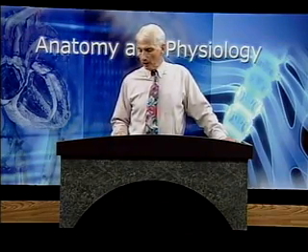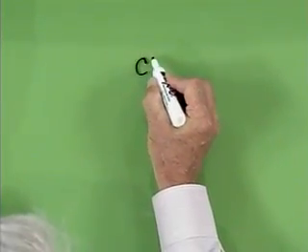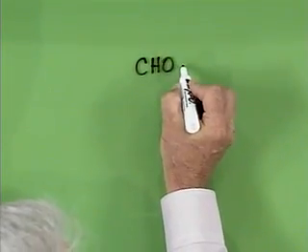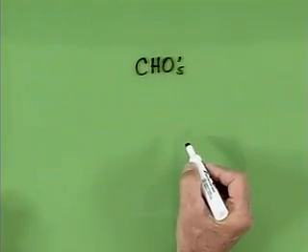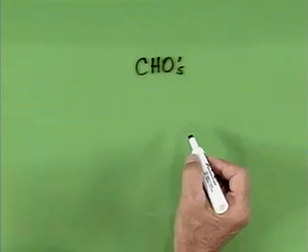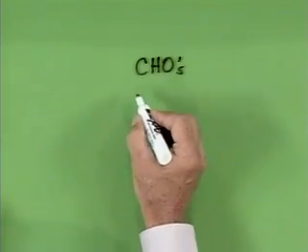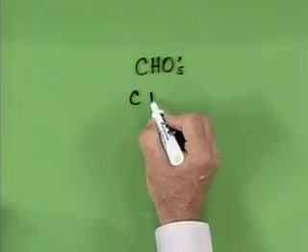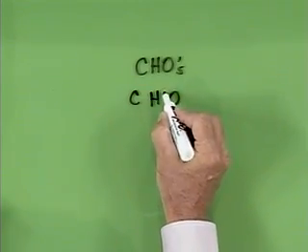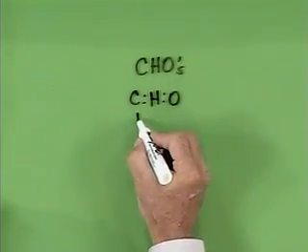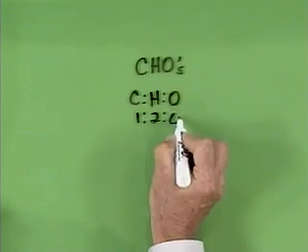Carbohydrates, if we could go to our overhead camera for just a minute. Carbohydrates, we often abbreviate as CHO's like this, just short. These are chemical compounds that have carbon and hydrogen and oxygen present in a 1 to 2 to 1 ratio.